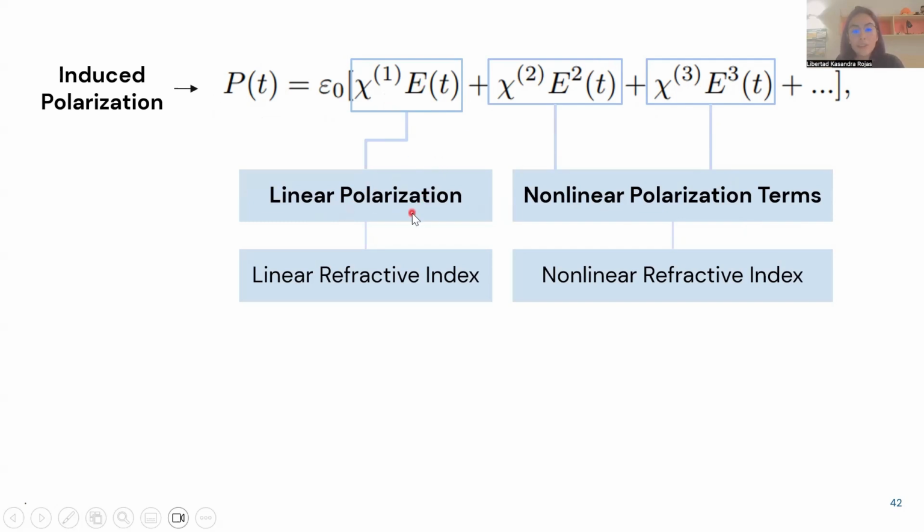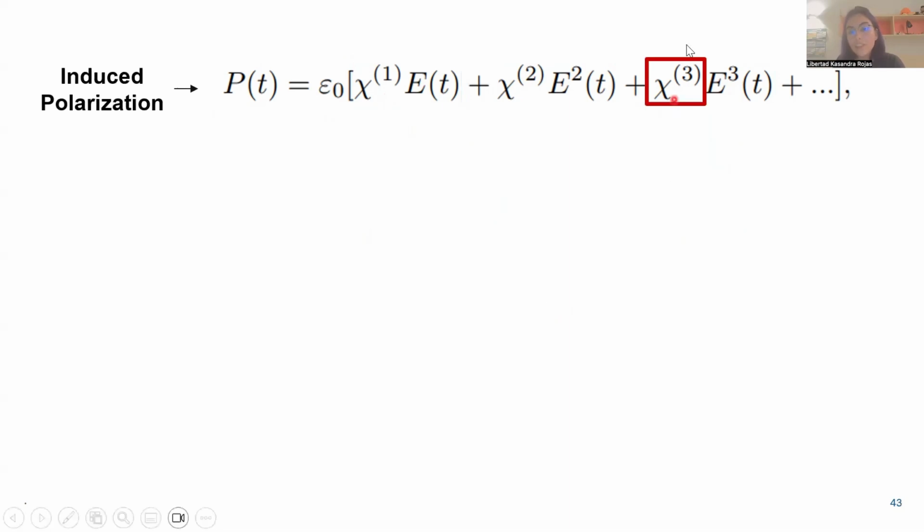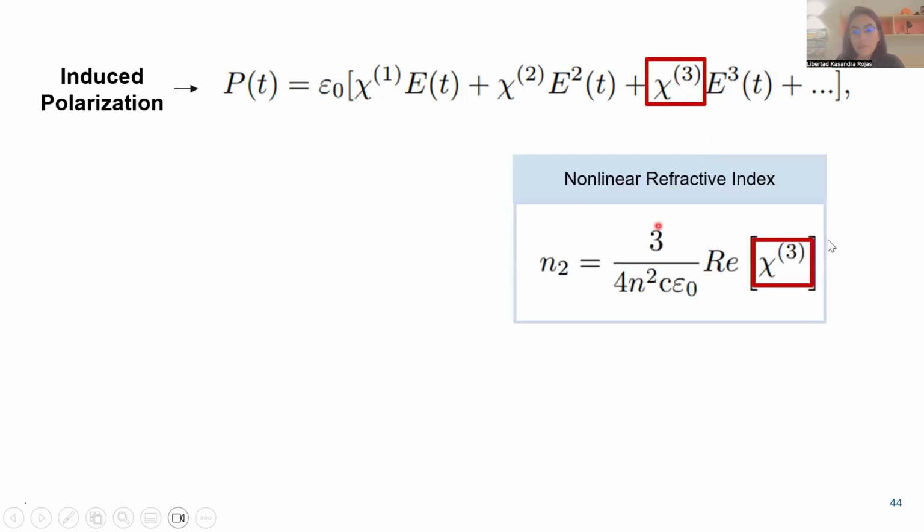Now, the linear polarization gives rise to the linear refractive index, which is the same that I explained at the start of our optics review, but these higher terms will give rise to something known as the nonlinear refractive index, okay? And specifically, chi3. Now, chi2 here will give rise to other types of nonlinear effects, but we're going to focus on chi3 here. So for the nonlinear refractive index, all I want to show here is that it's proportional to this chi3 value, okay? And specifically the real part of it. The imaginary part of this value is linked to the nonlinear absorption coefficient, but we're not going to cover that right now.